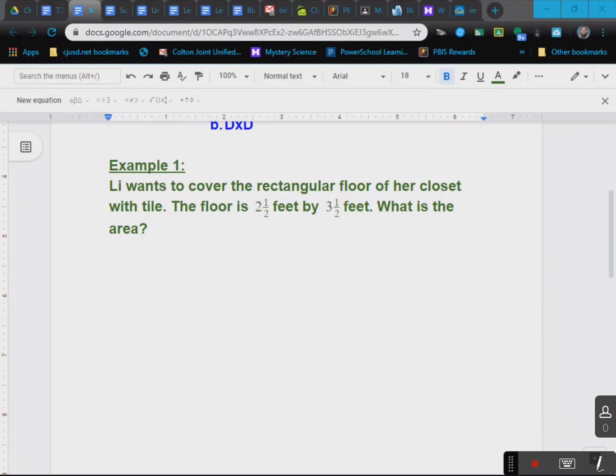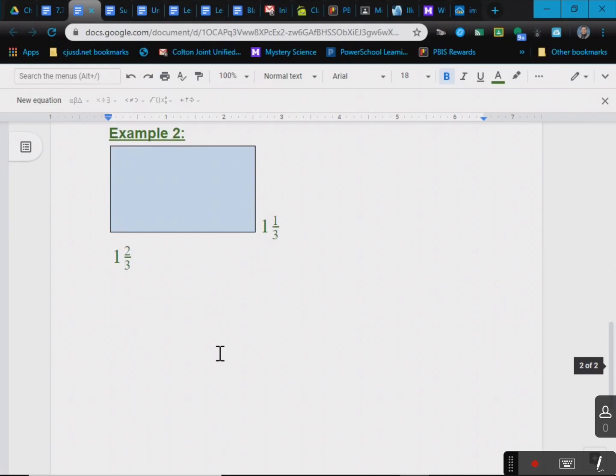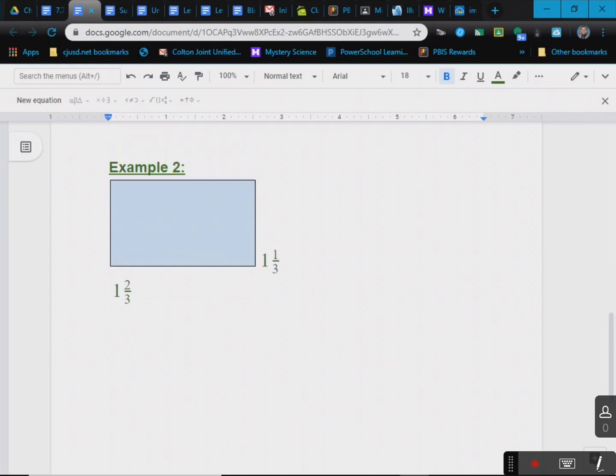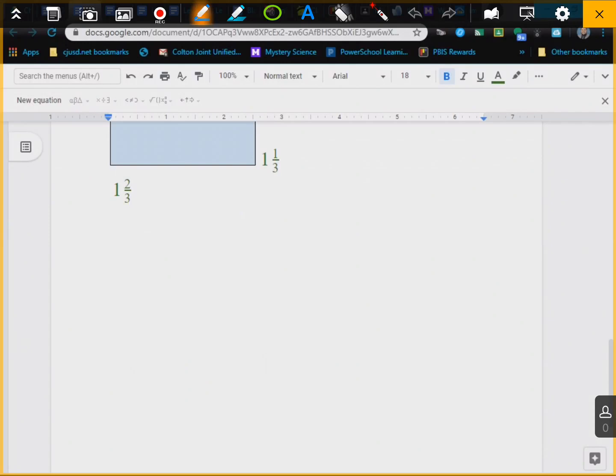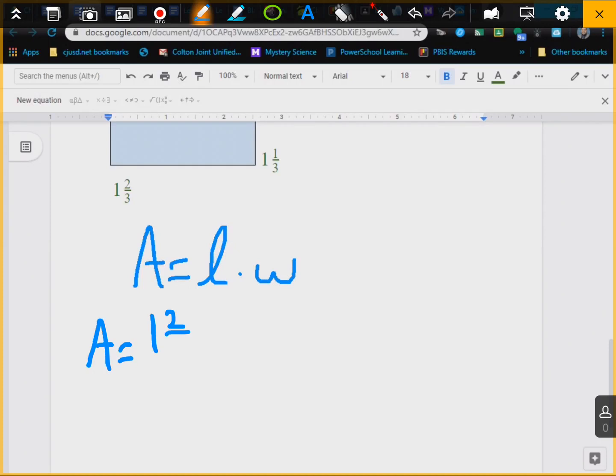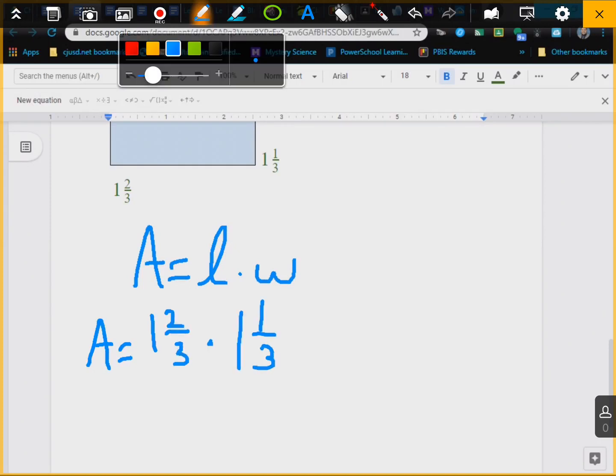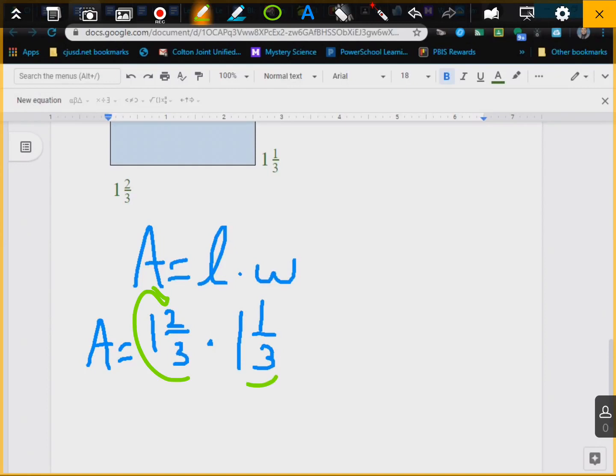Let's go ahead and do the last problem. Okay? Very simple. They just give you a rectangle. So we know for area, and I do want you to actually write the equation each time. I didn't do that for the first one, but area equals length times width. So the length is 1 2/3, and the width is 1 1/3. All right? Now we need to convert these into improper fractions.